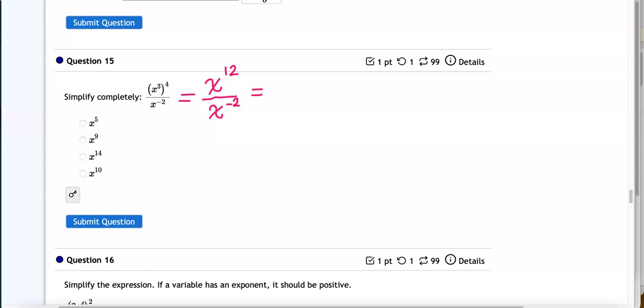Now it's very important to remember that 12 minus negative 2 is not 10. No, 12 minus negative 2 is 12 plus 2, and that would be x to the 14th. See, so if you have x raised to the 12 minus negative 2, remember 12 minus negative 2 is 12 plus 2, and that would be x to the 14th.